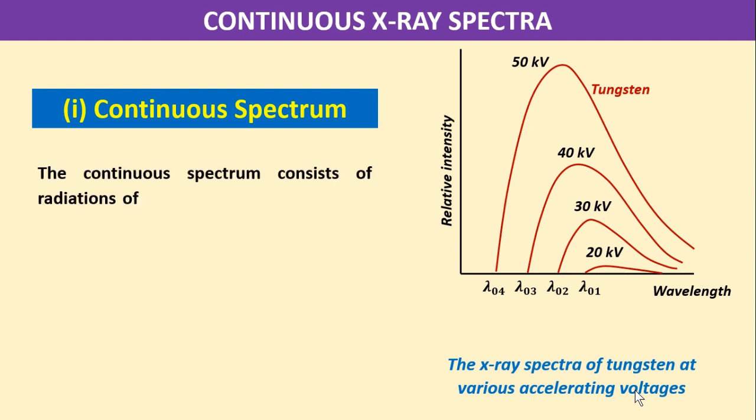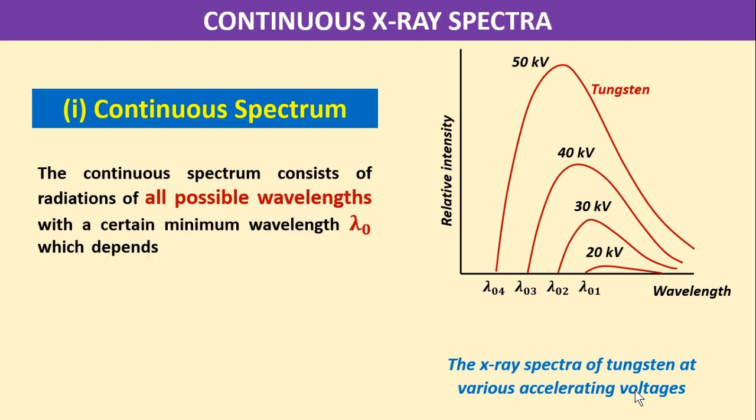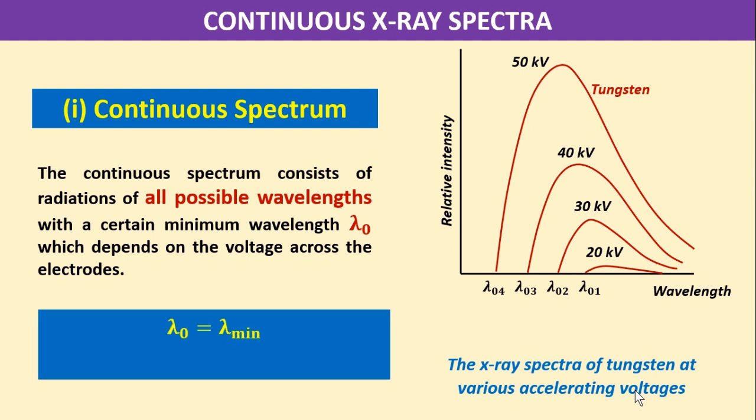The continuous spectrum consists of radiation of all possible wavelengths with a minimum wavelength lambda naught, which depends only on the voltage across the electrode but not on the target material. So look, I read it again. The continuous spectrum consists of radiation of all possible wavelengths with a certain minimum wavelength lambda naught, which depends on the voltage across the electrode but not on the target material. So lambda naught, we call it lambda minimum. We call this the cutoff wavelength.